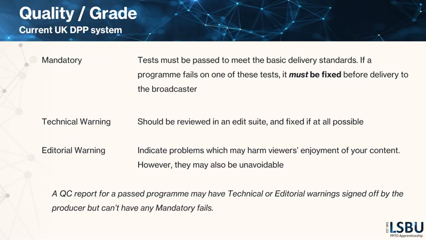So the current UK DPP system wants the type of errors flagged in one of 3 categories. So there's mandatory, there's technical warning, and there's editorial warning. Okay, so a mandatory warning is tests that must be passed to meet the basic delivery standards. If a program fails one of these tests, it must be fixed before delivery to the broadcaster. And we touched on that earlier when we were looking at those mandatory compliance checks.